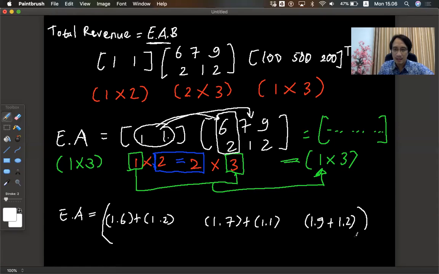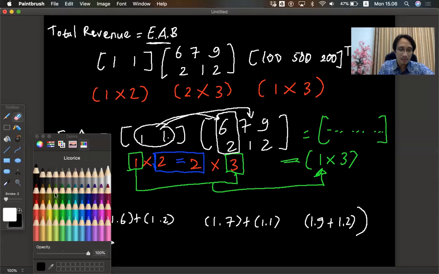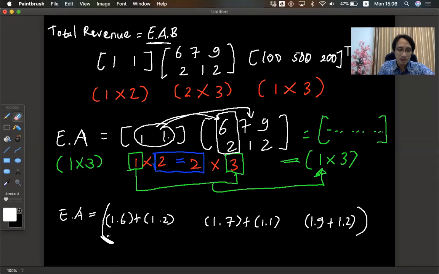This is the matrix. Just erase this. Wait a minute. This must be black. Yeah, just erase it. This is too long.